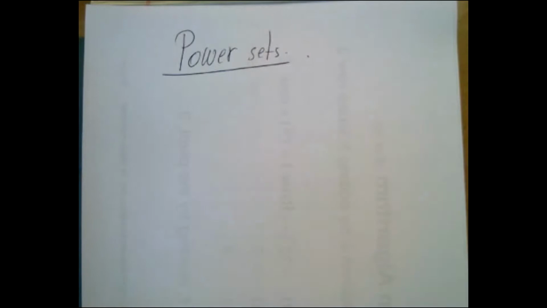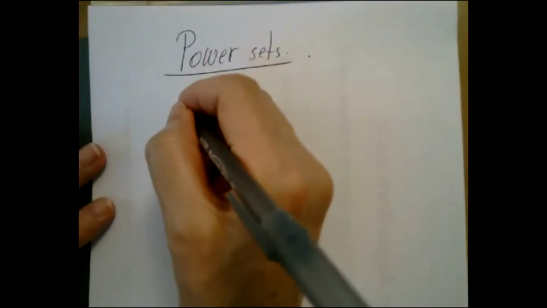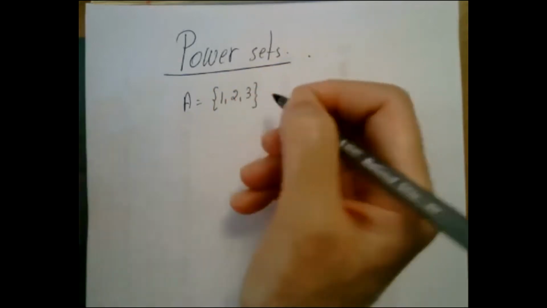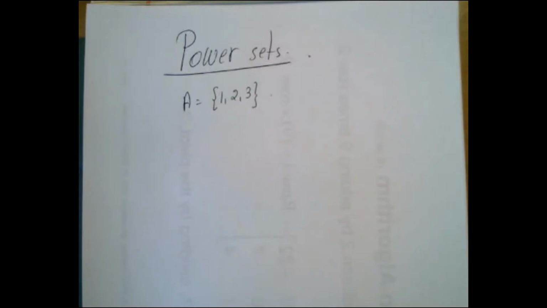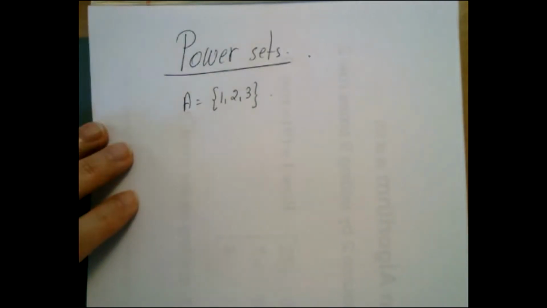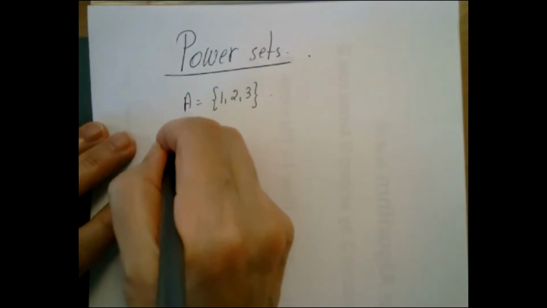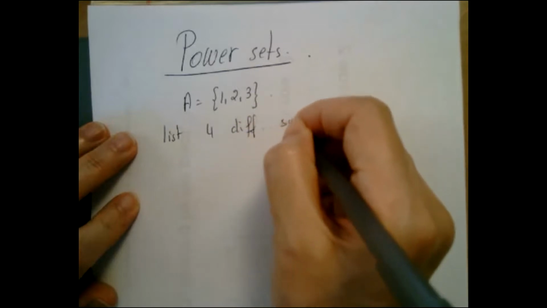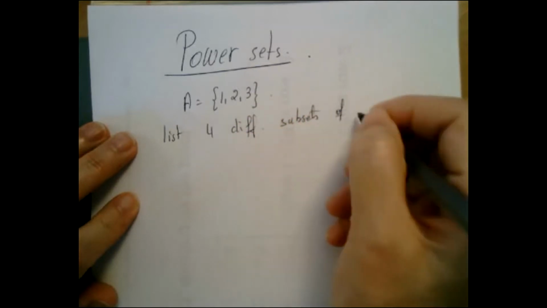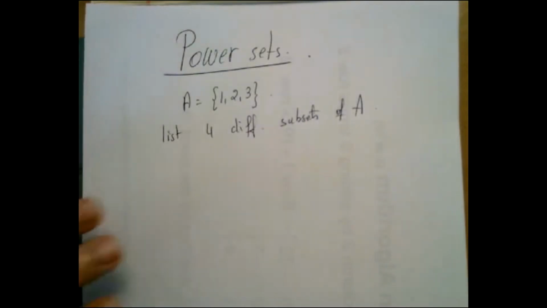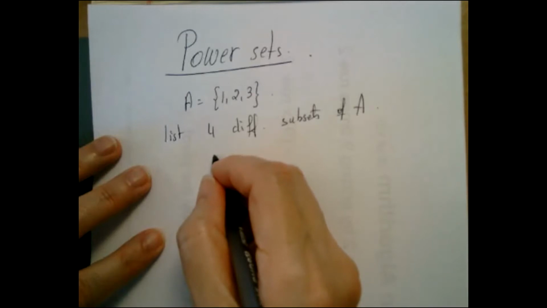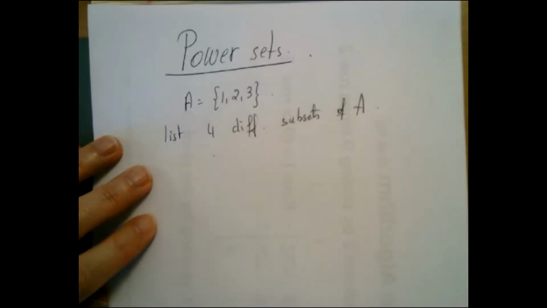Power set. All right, so we have a set A, let us say 1, 2, and 3. How many subsets does this set have? Does it have a lot of subsets? Suppose I ask you, list 4 different subsets of A. I want 4 of them. Who would like to give me one? Simon? Okay. Rachel?